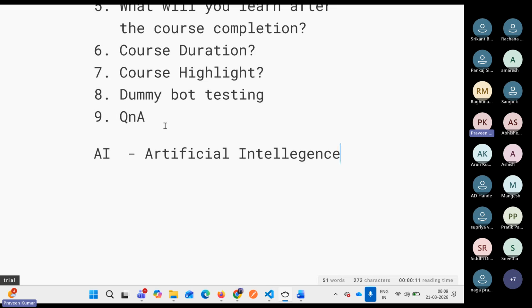So artificial intelligence becomes a part of how the system thinks, how the human being thinks. In the same way, any kind of system which thinks in the same way is known as artificial intelligence, right? Now, if you talk about the human being, right?